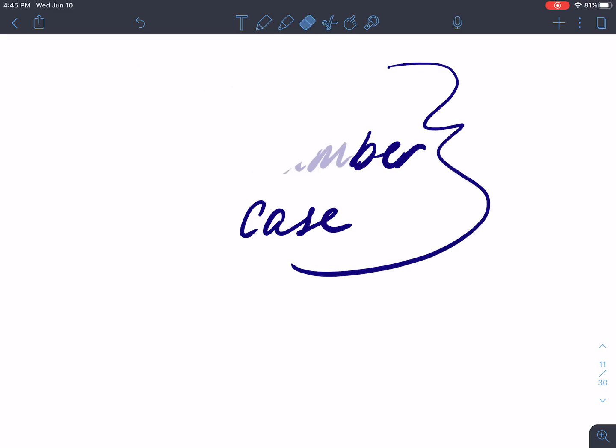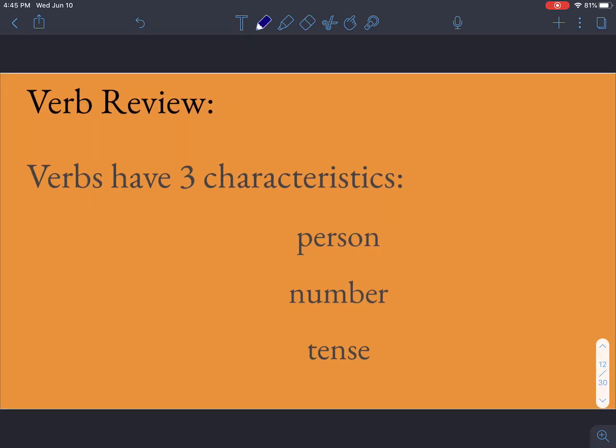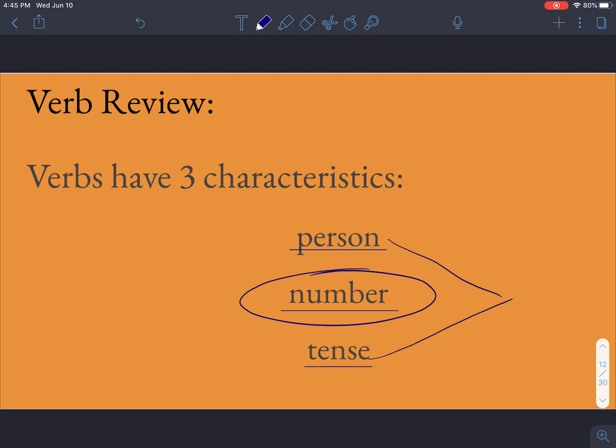All right, now with verbs, there are 3 characteristics as well. Okay, there's person, there's number, and there's tense. Now the only one that both verbs and nouns have in common is number. Person and tense are 2 different things. What we're going to do is break down what each thing is so that you have a clearer understanding of what we're working with.